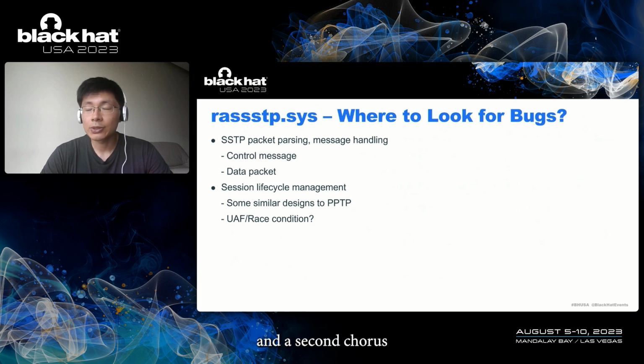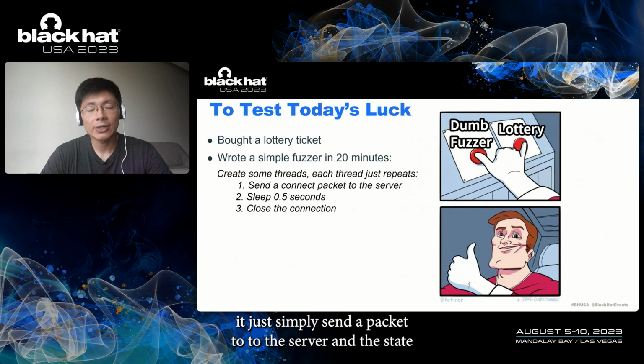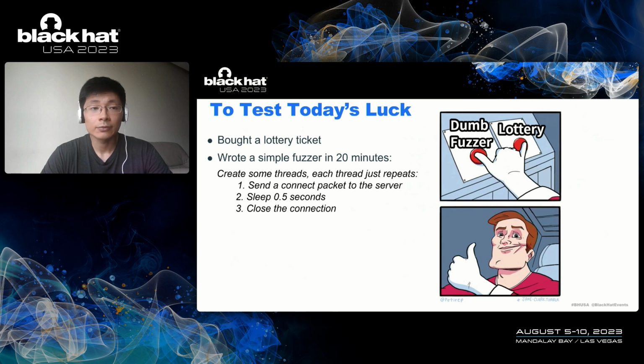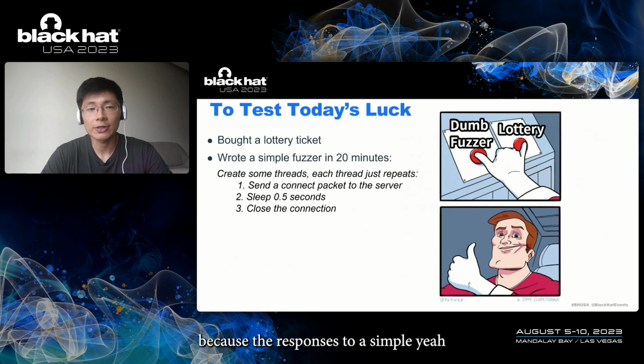And second, because the SSTP server has many similar designs with the PPTP server, we also want to try use-after-free and race conditions. So we developed the simplest fuzzer we have ever developed. It just simply sends a connect packet to the server, sleeps for some time, and then closes the connection. It uses multiple threads. We also bought a lottery ticket before starting the fuzzer because the fuzzer is too simple.